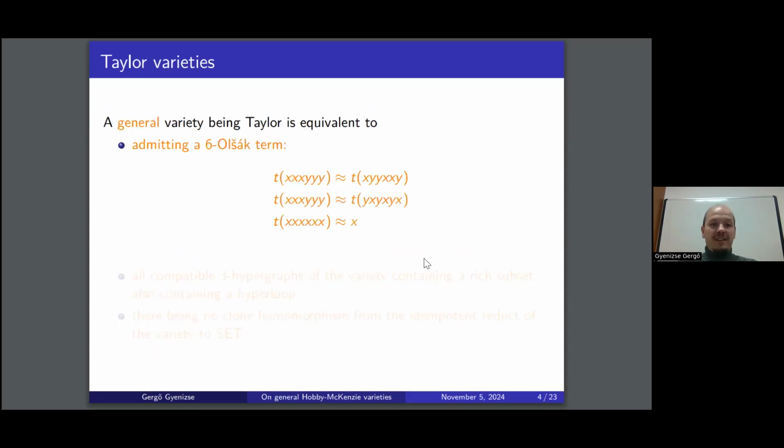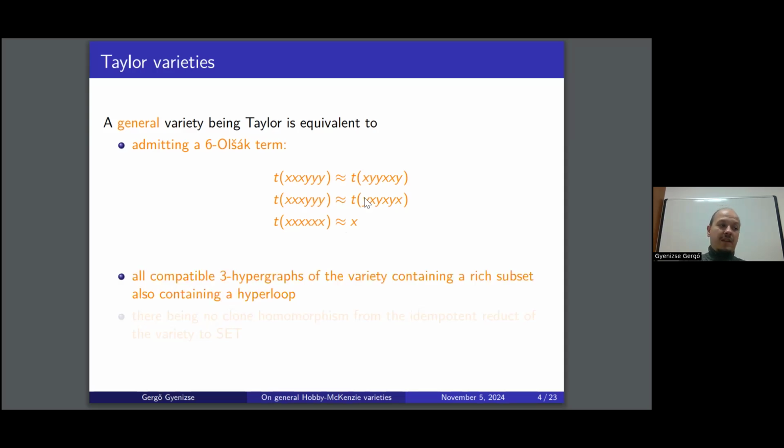Let's go to orange. There are some results that are generally true about Taylor varieties, and oddly enough, there is a strong Maltsev condition that is equivalent to Taylor. So this was also a result from the late 10s, I think 18 or 19, that a variety is Taylor if it has a six-ary term that is idempotent and satisfies these equalities. So it's a double identity because there are three things here that are equal.